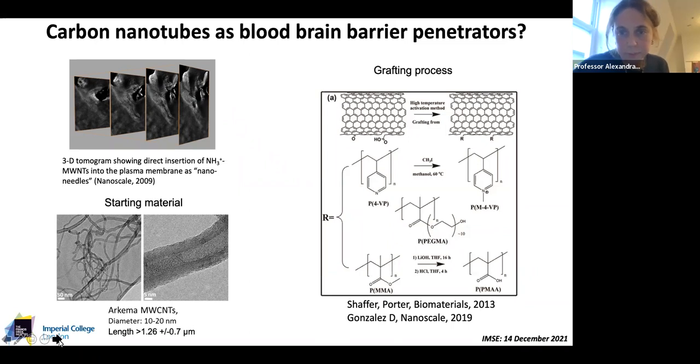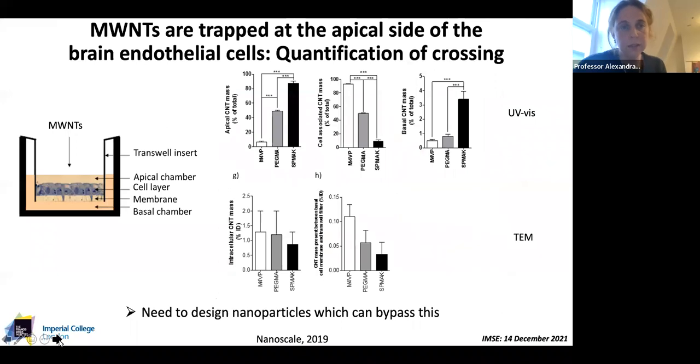So next slide. Okay, so here's what we did. We used an in vitro transwell assay, and we applied the multiwall nanotubes to the apical side, that's the blood side. We cultured these endothelial cells on a transwell, on an insert, and then we measured, as a function of time, accumulation of these multiwall nanotubes in the basal side of this transwell. And this is the method that we've used throughout the work that we're presenting today.